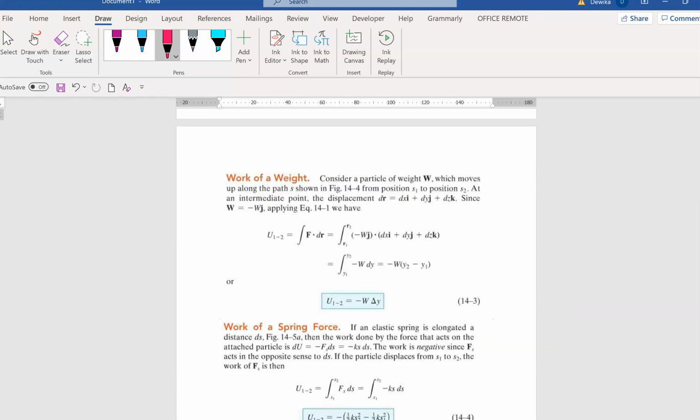Can you see? Okay, this is another box. This box is actually available in your textbook itself. Okay, you can have a look at it. So, work because of weight: negative mgh, or you can use negative W delta y.